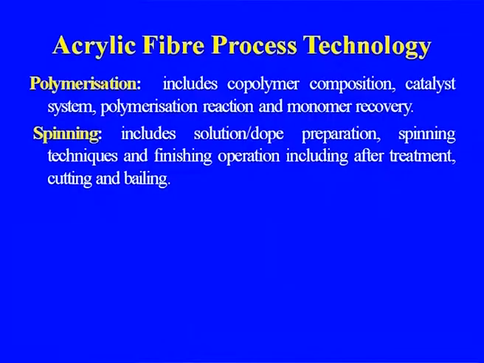Polymerization includes the copolymer composition, catalyst system, polymerization reaction and monomer recovery. Copolymer means when we are going for modified acrylic. The spinning process includes solution or dope preparation, or it may be dry spinning, spinning techniques and finishing operation including after treatment, cutting and baling.